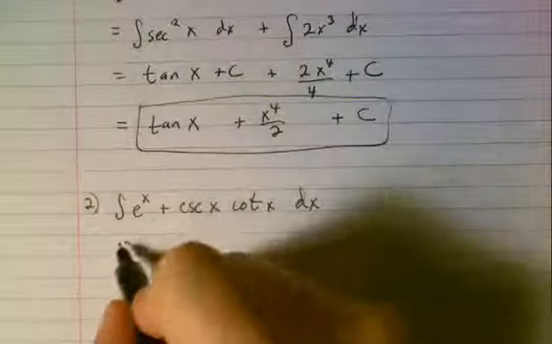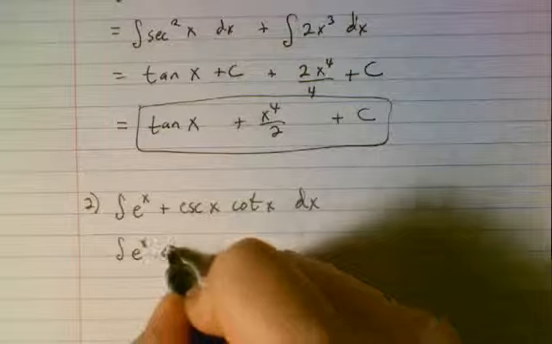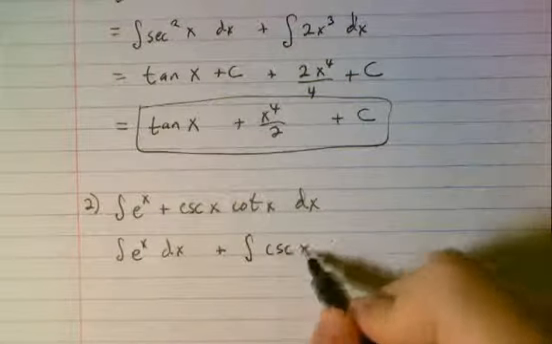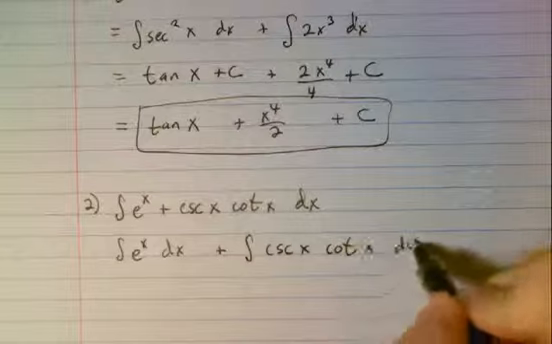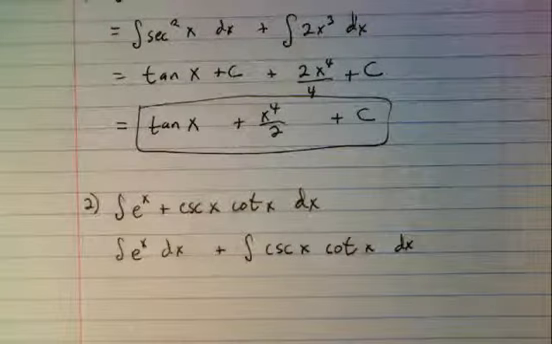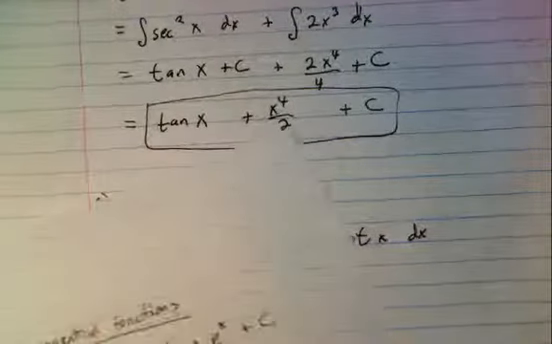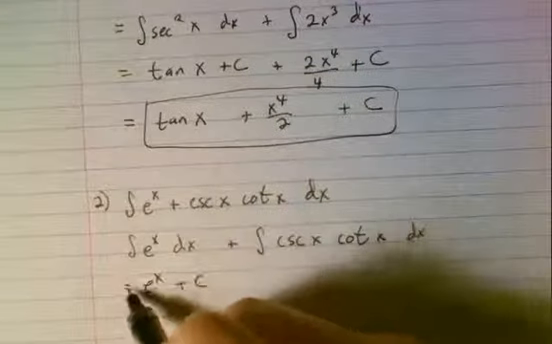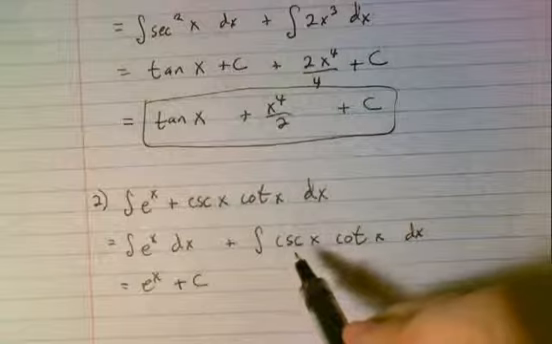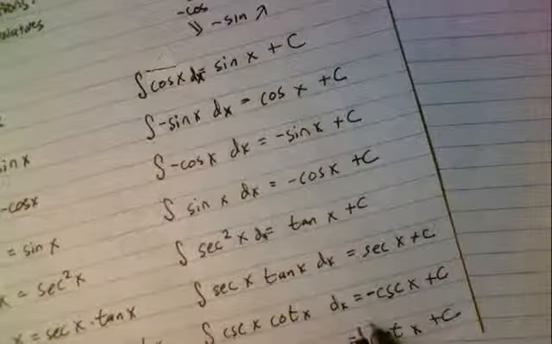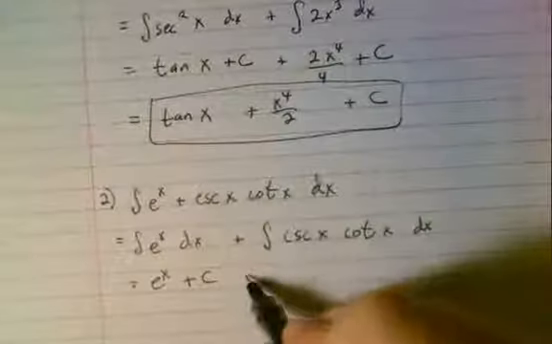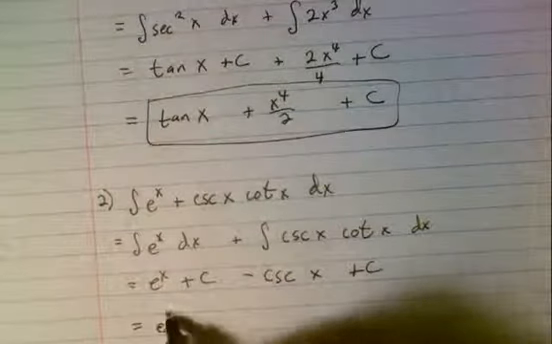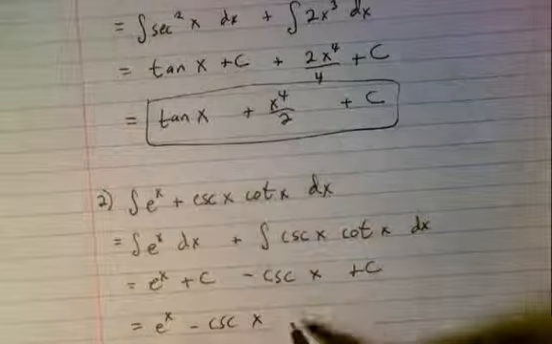Okay, so this is the same as saying we want to do the antiderivative of e to the x. We can split them up. Antiderivative of cosecant x cotangent x. And these are ones that we just have to know from our rules. So antiderivative of e to the x is just e to the x plus c. Antiderivative of cosecant x cotangent x is negative cosecant x plus c. Combine our c's together, e to the x minus cosecant x plus c.